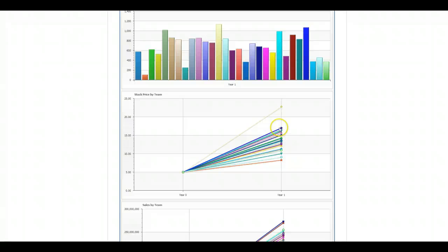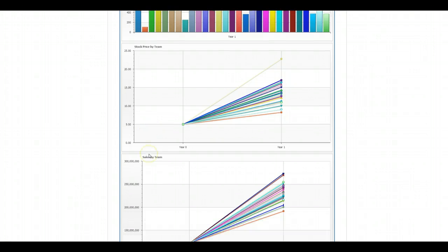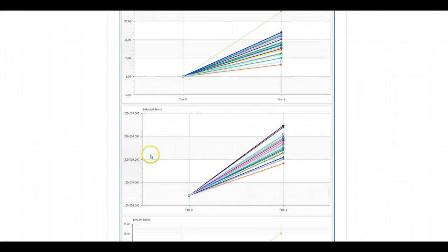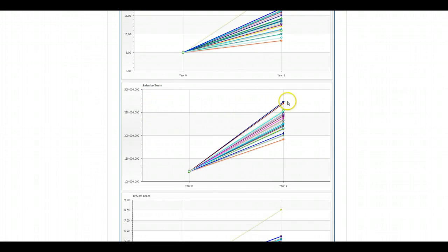And we can see here that there's a wide range of stock prices. Most people are $16 or below, and I'm in last place at $8. So I got to improve my stock price. My shareholders are pissed. You know what I'm saying? Okay, sales. We had, let's see. The sales are actually pretty high for a lot of companies here.